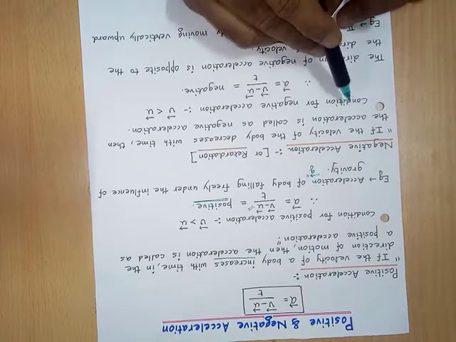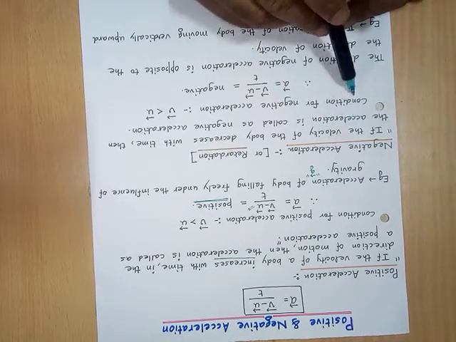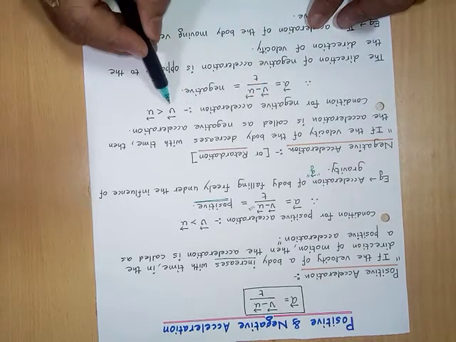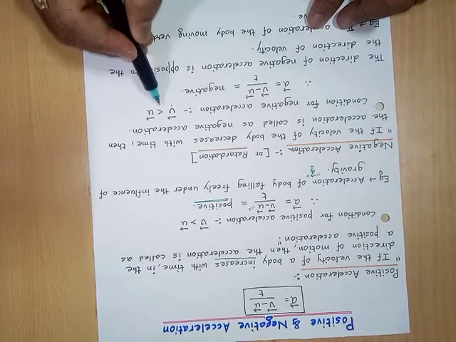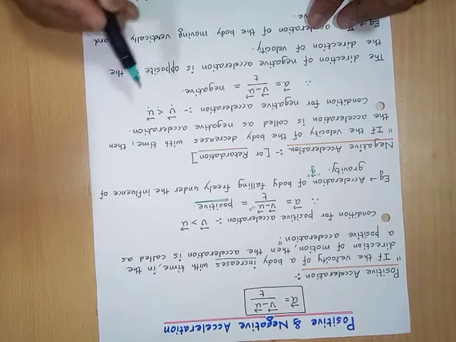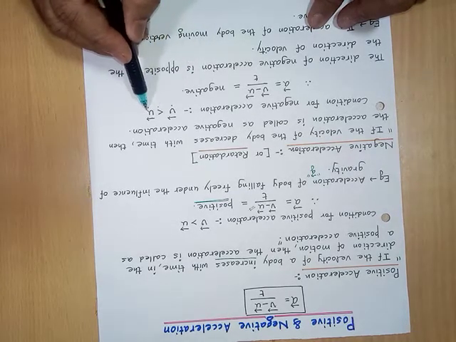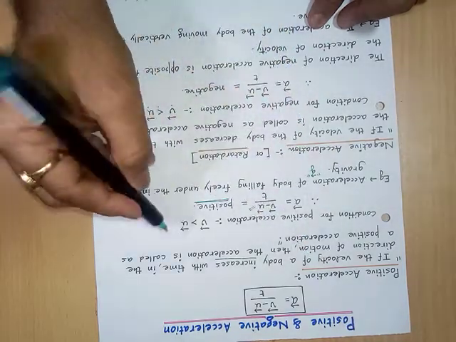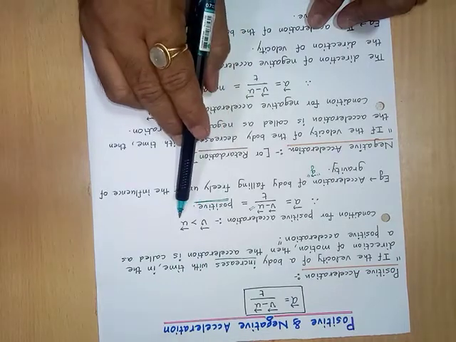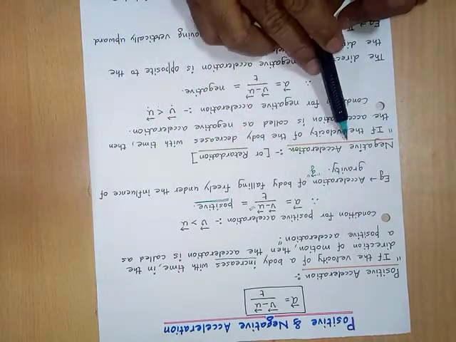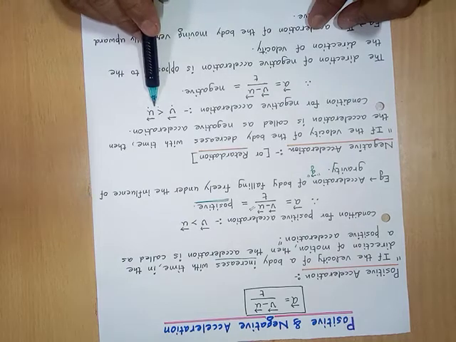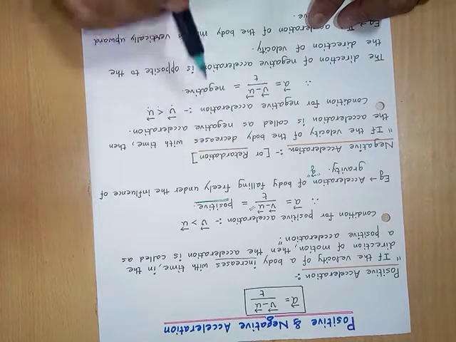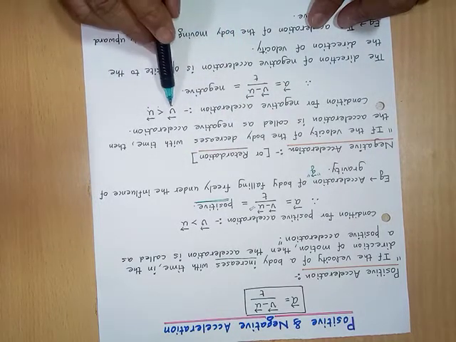Like positive acceleration, there is a condition for negative acceleration also. The condition is that the final velocity of the object is less than the initial velocity of the object. So v is less than u. What is the comparison between positive and negative acceleration? In positive acceleration v is greater than u, but in negative acceleration v is less than u. This is an important aspect which gives a comparison between positive and negative acceleration.